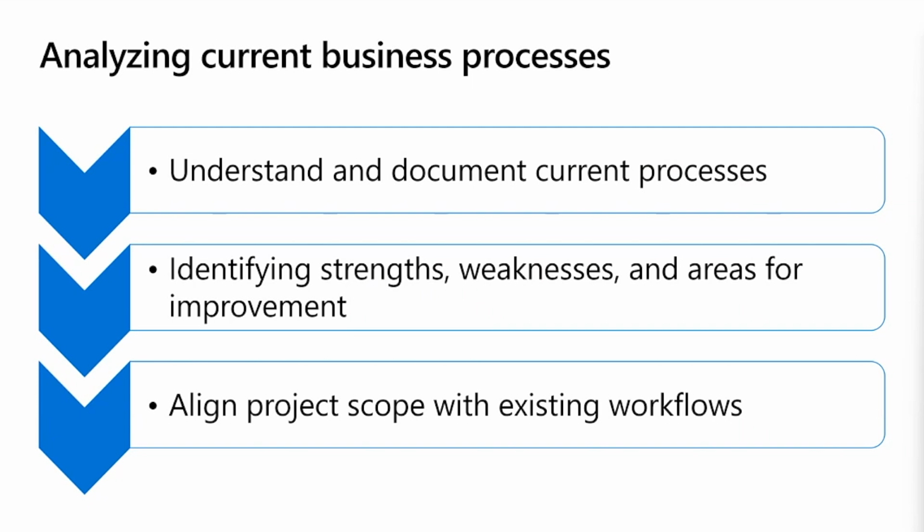And the catalog can aid and help you in this process of identifying the different strengths, weaknesses, and areas for improvement. But the best way to do that is by talking with the business stakeholders that belong to each of these different business processes. This whole process of discovery and analyzing the current business process helps facilitate the alignment of the project scope with those existing workflows or business process flows within your organization.